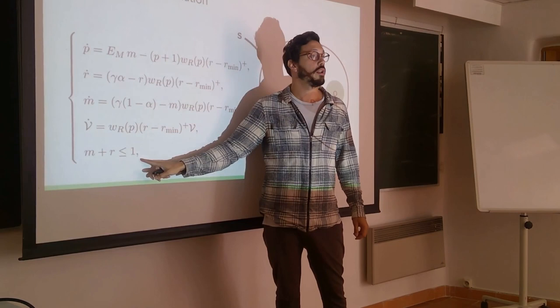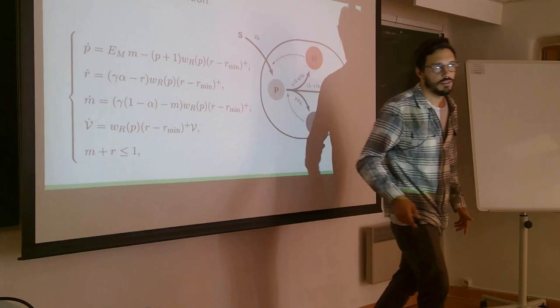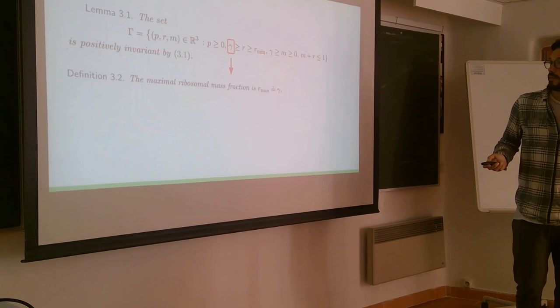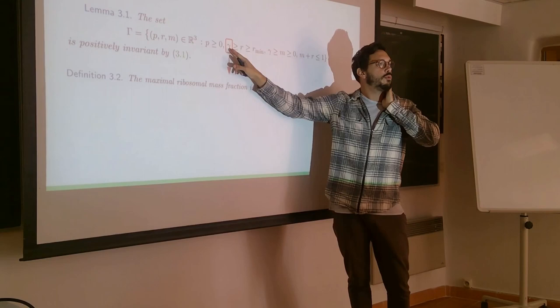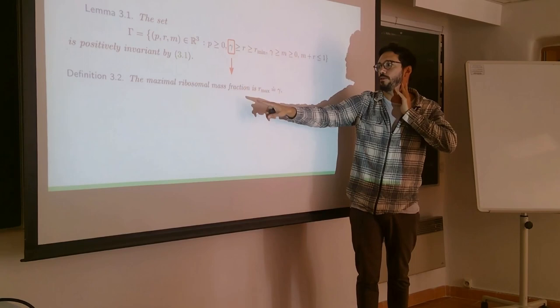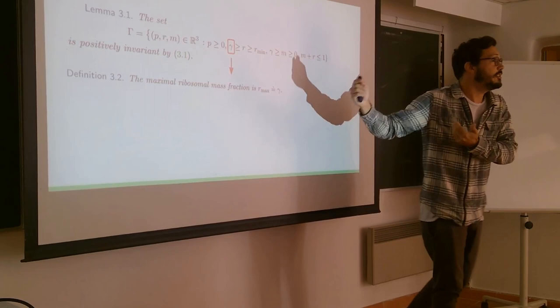Well, the first analysis of the system tells us that R is bounded between R mean and this constant gamma that we defined. So I'm going to forget about this gamma, because at the beginning it was just a constant in the rate, but now I know it's the maximum amount of ribosomes I can have in myself, so I'm going to call it R max now, to retrieve the R mean, R max criteria I introduced before.